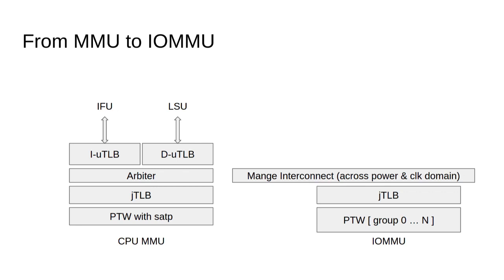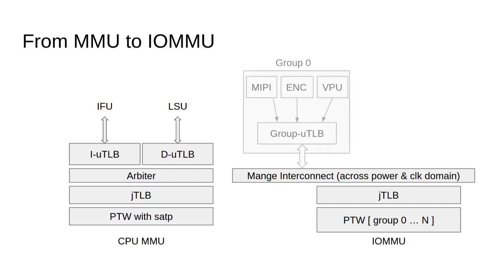And for the page table walking, there are different groups. Every group has its own root page table register for the page table. And the second arbiter will be more complex, becoming an interconnect, because it will cross the power and the clock domain. And then here is the group UTLB concept.